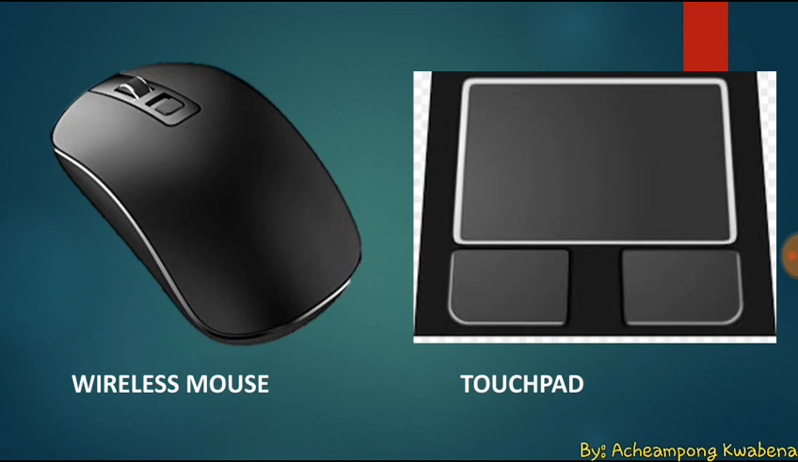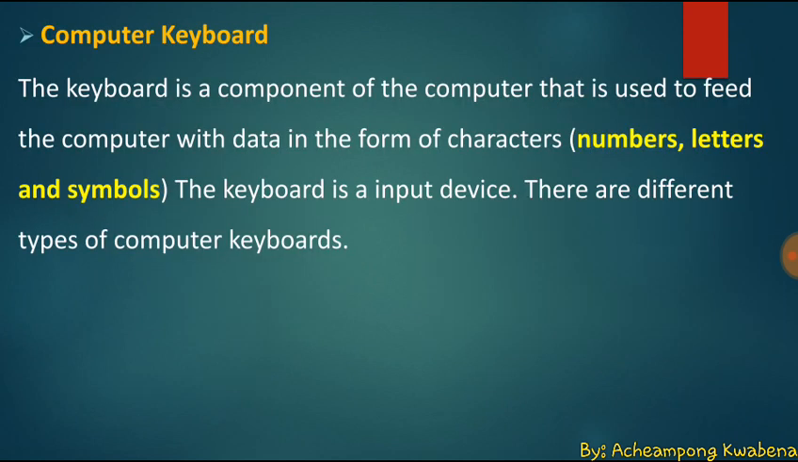Now let's look at other basic hardware components of the computer. We have the computer keyboard. The keyboard looks similar to the typewriter, which was used in the olden days in typing. So the keyboard is also a component of the computer that is used to feed the computer with data.